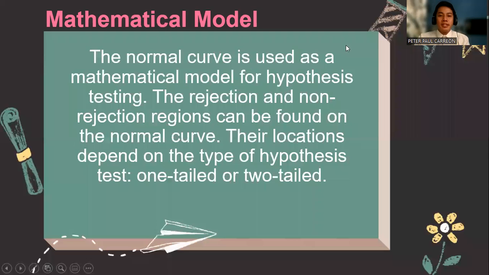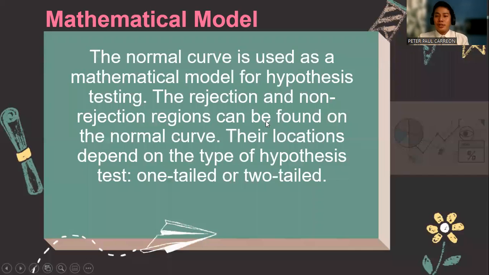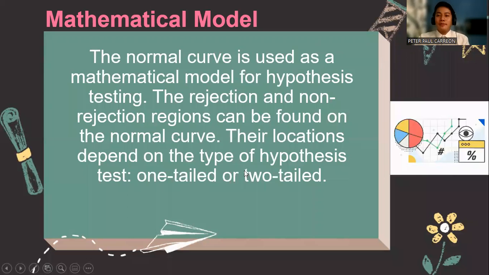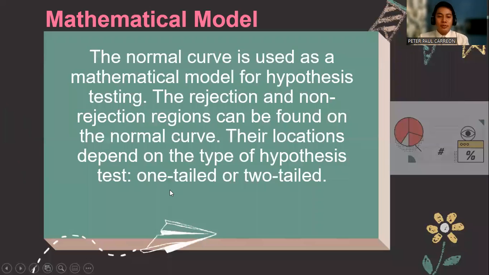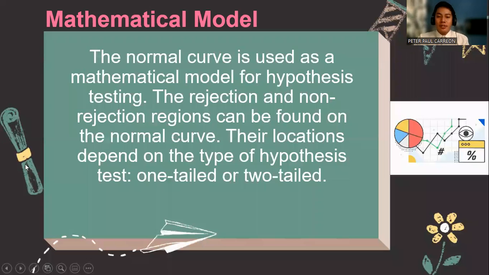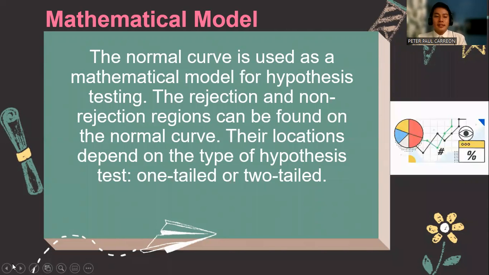So the mathematical model that we use to test the hypothesis is always the normal curve. The rejection and the non-rejection regions can be found under the curve. Their location will depend on what type of hypothesis you got. Is that a one-tailed test or a two-tailed test, or a directional or a non-directional test?